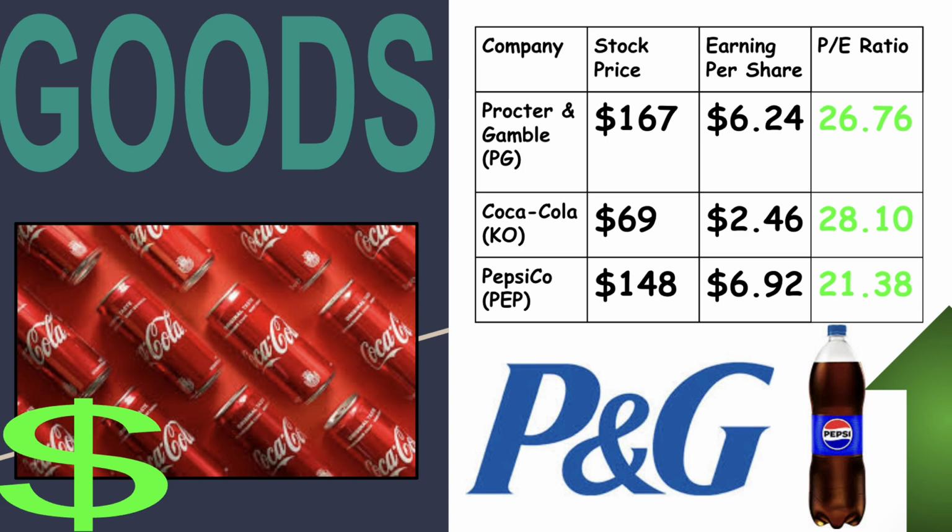So when using the PE ratio, always compare it to the industry average and the company's historical PE ratio. If a stock's PE ratio is significantly lower than its peers, it might be undervalued. For example, if a tech company has a PE ratio of 20 while its competitors are at 30, that could be a sign it's undervalued and worth further research.